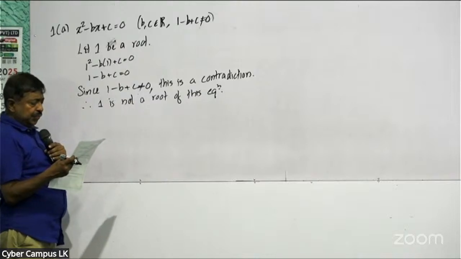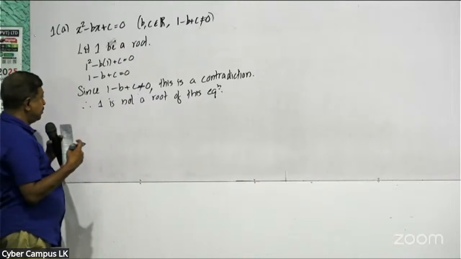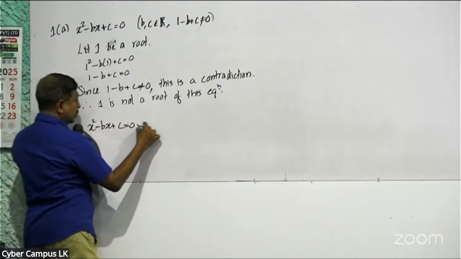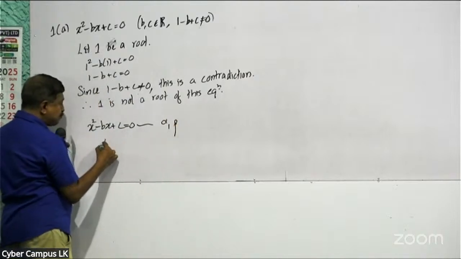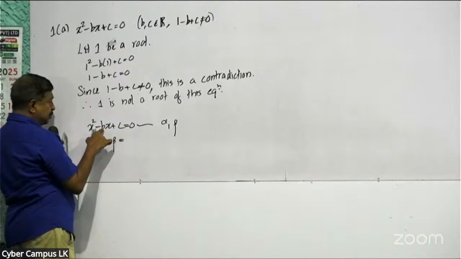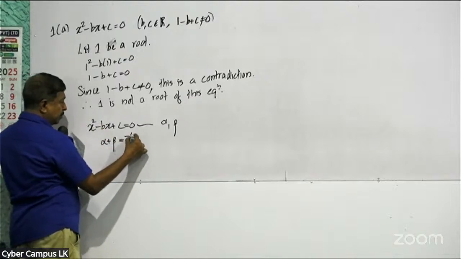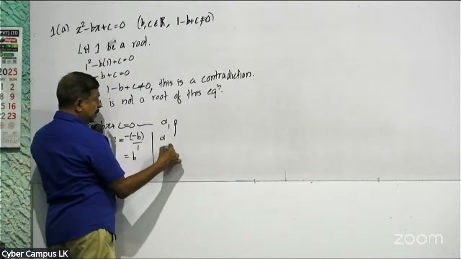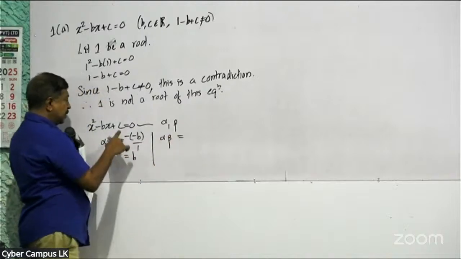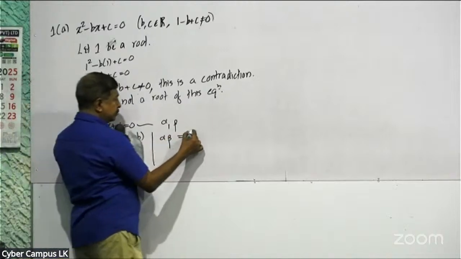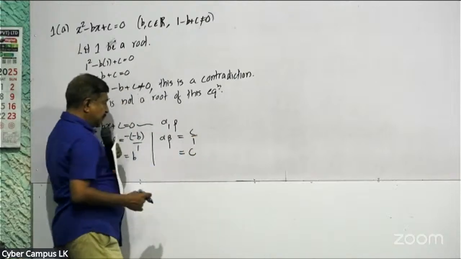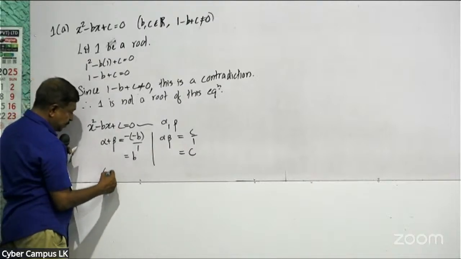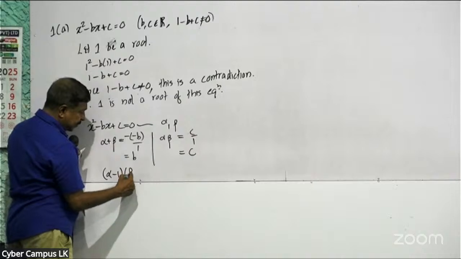After that, we need to find alpha beta and alpha plus beta. Let the roots of this equation be alpha and beta. So alpha plus beta is minus of this divided by 1, which is b. Alpha beta is c over 1, which is c.